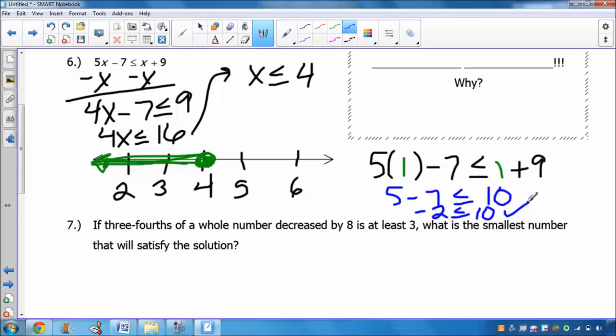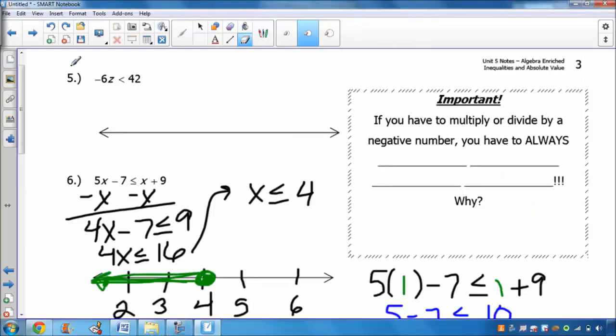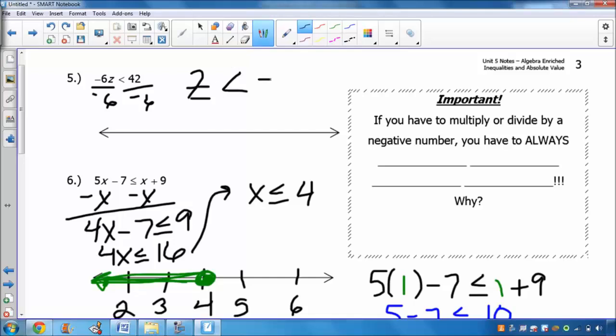All right. Okay. So I want to go back to question number 5, and I want you guys right now to think about what the first step would be in order to solve this inequality. I would divide both sides by negative 6. Okay. So when I do that, when I divide both sides by negative 6, don't write this down. I want you to just watch what I'm doing, and then I'll tell you when to start writing stuff down again, okay? So you would end up getting z is less than negative 7, okay?